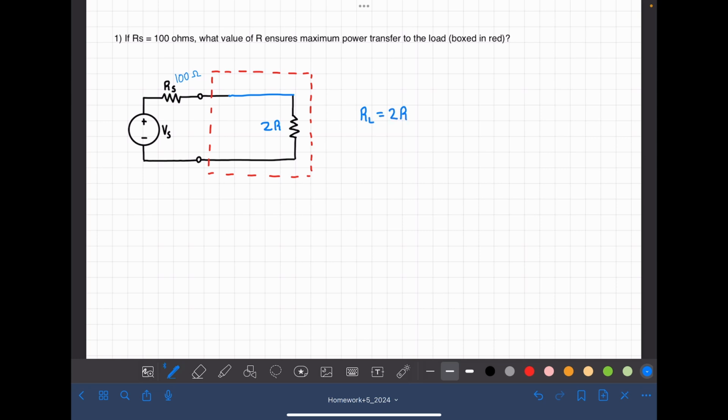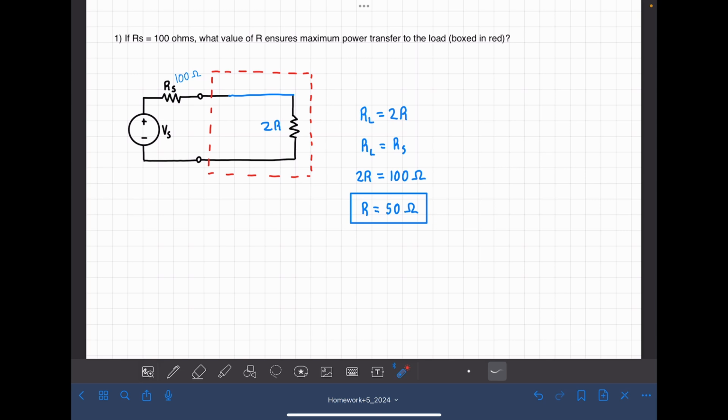So we want to set RL equal to RS in order for maximum power to get transferred to our load. So we get 2R is equal to 100 ohms. And dividing over, we get R is equal to 50 ohms. So that is our answer. Not too bad at all. We know that when R is equal to 50 ohms, we will have maximum power transferred to our load.